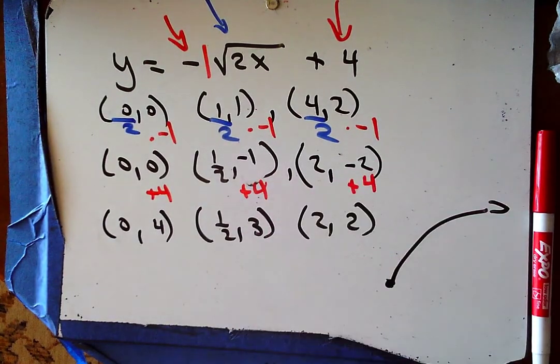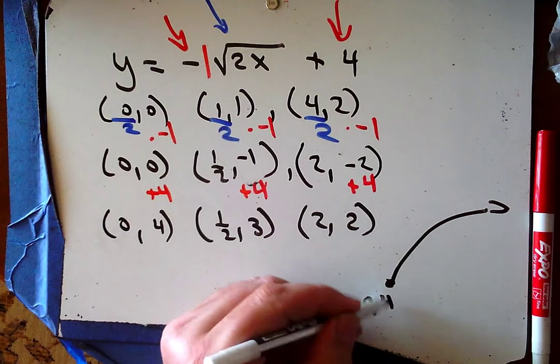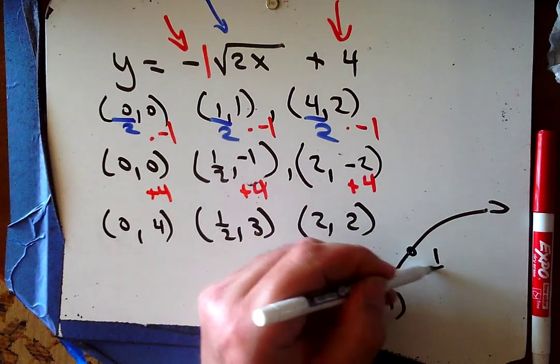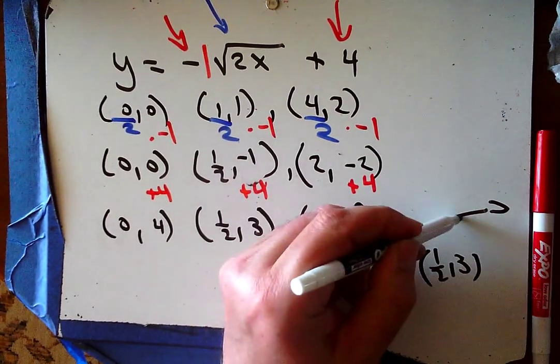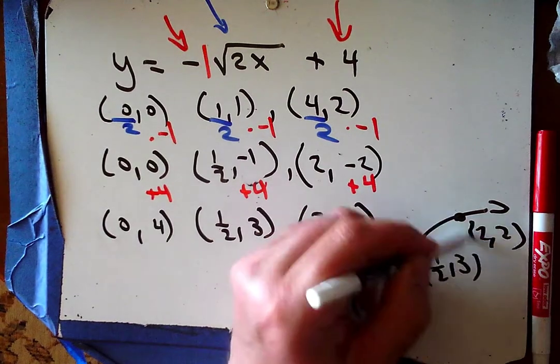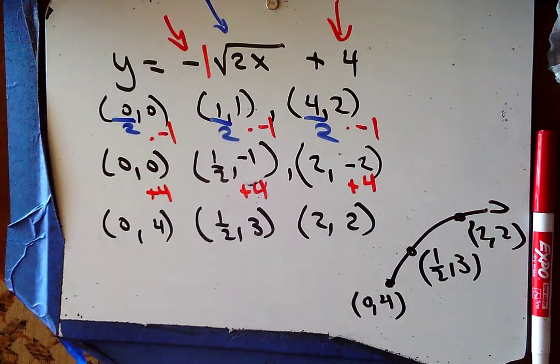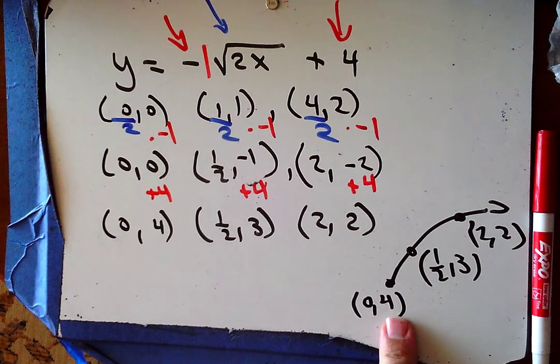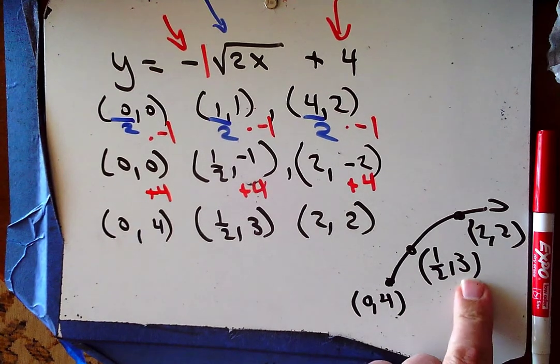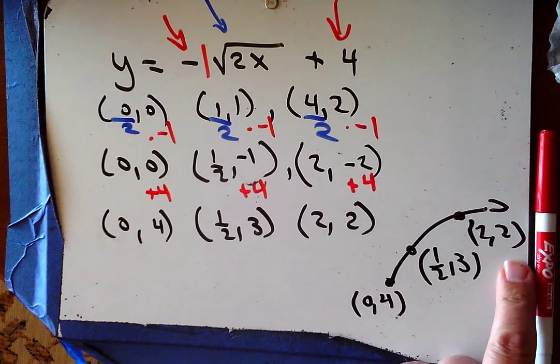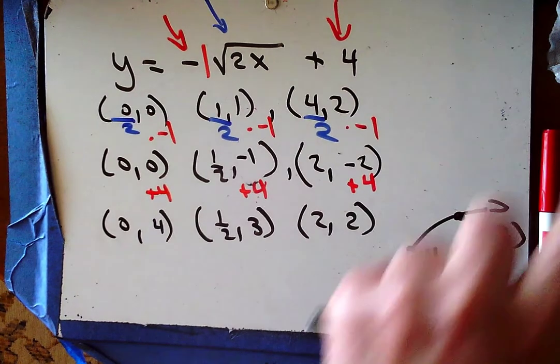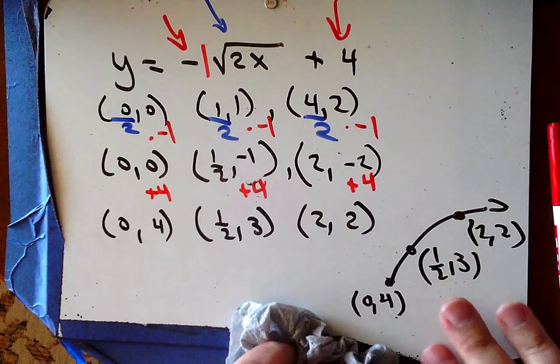Now, one thing to watch out for is I see a lot of students do this beautifully, and then they draw this. And they say, okay, that's 0, 4, that's 1/2, 3, that's 2, 2. What's wrong with that? Take a look at it and tell me what's wrong with that. Look at the y values. This y value of 4, should it be lower than this y value of 3? And should that y value be lower than this y value? No, this isn't our graph.